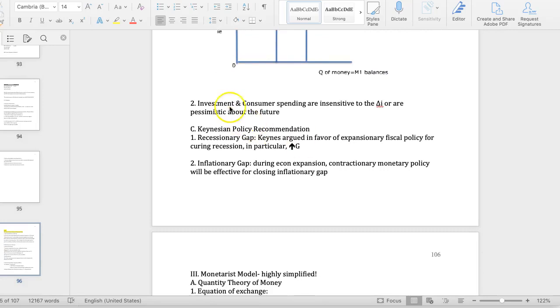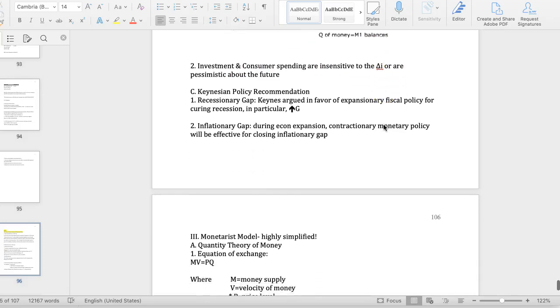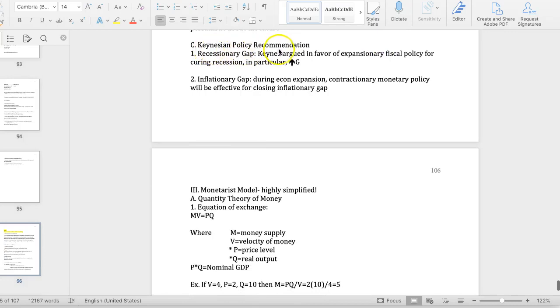Why would this be? Investment and consumer spending are insensitive to the change in the interest rate or are pessimistic about the future. So in a Keynesian view, the policy recommendations would be in a recessionary gap. Keynes argued in favor of expansionary fiscal policy for curing recession, in particular, an increase in government spending. It is worth noting that Keynes' view was that the government should only do this to kickstart a recession, and then the government was supposed to back off.